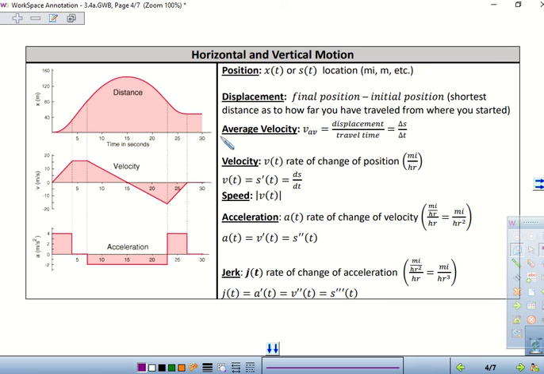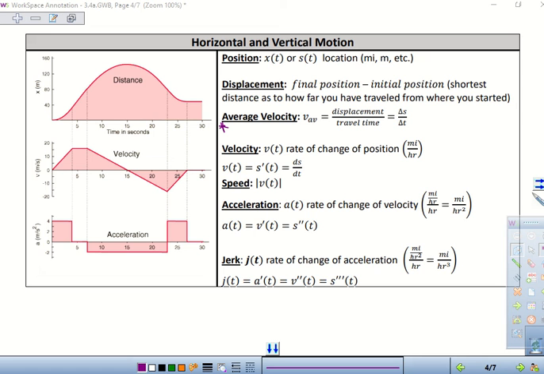The average velocity, if they want this, they have to specify the word average, okay? That's the displacement over the travel time. That's essentially the slope between 2 points. That's really what it is. So displacement over travel time. Any other type of velocity, we take the derivative of the original function, the position function.